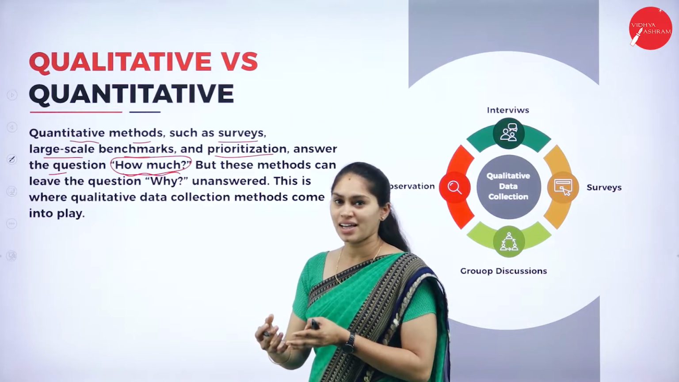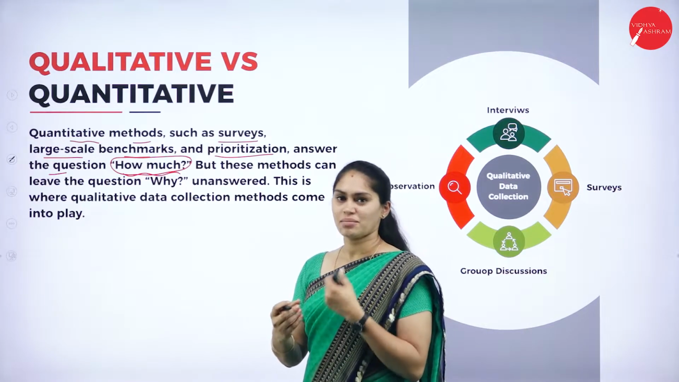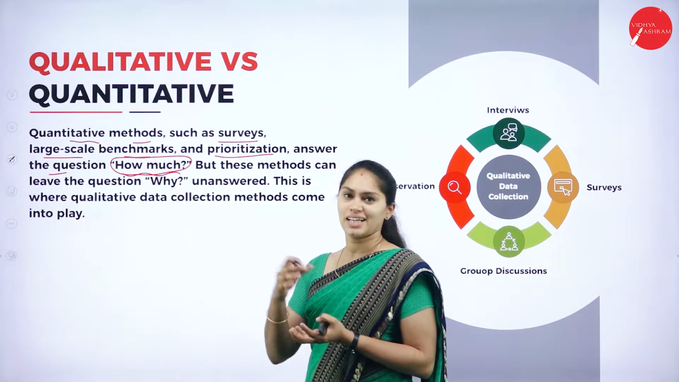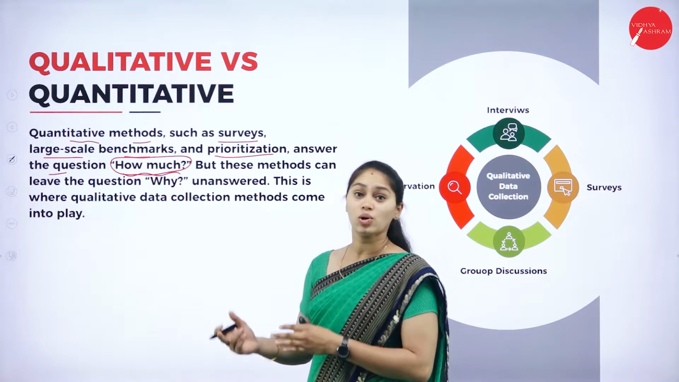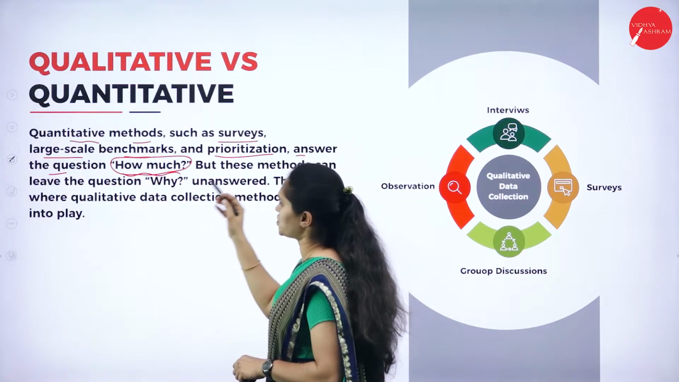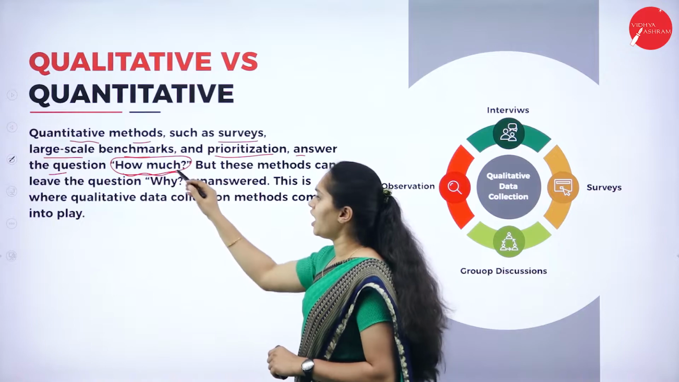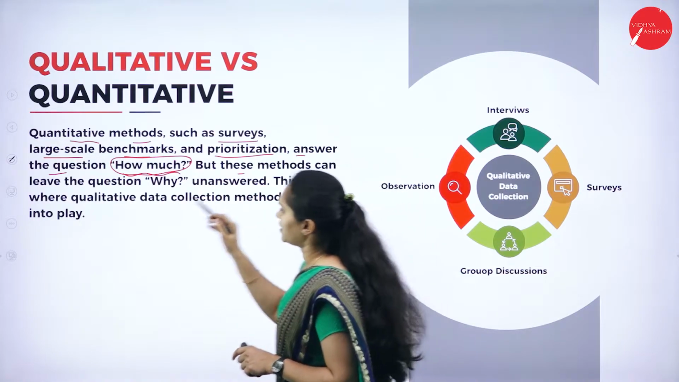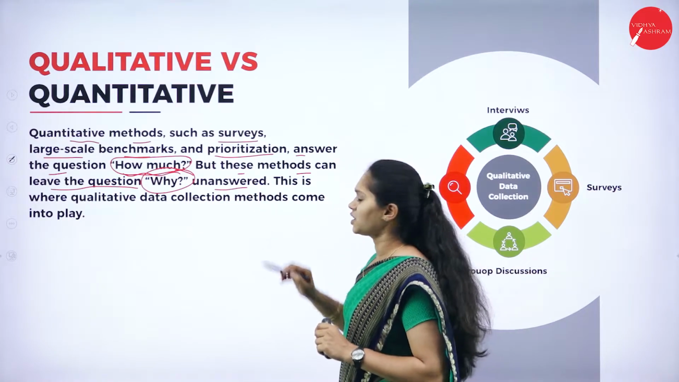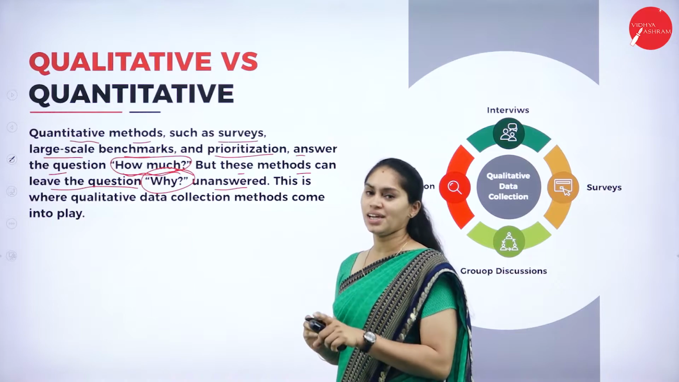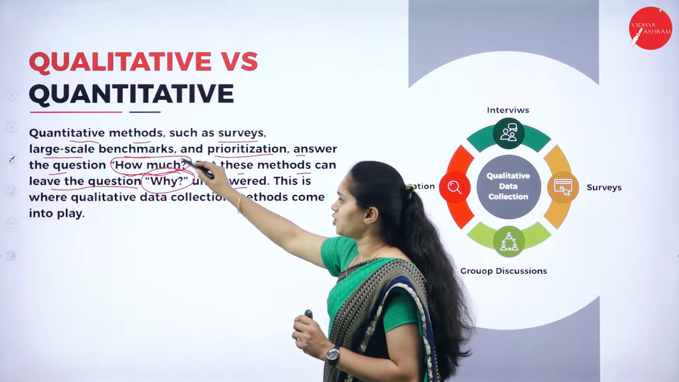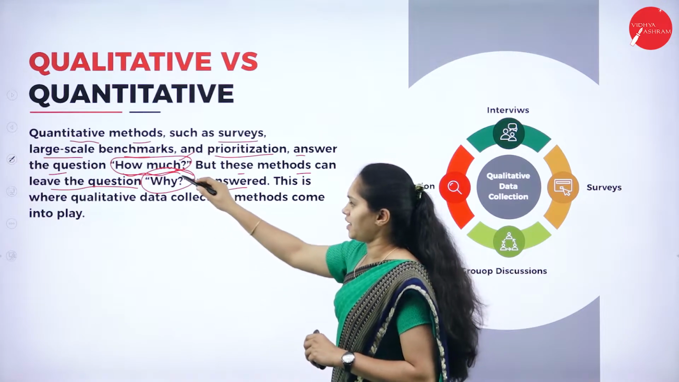But if I ask how good the sweet is, why it is so sweet or why it is not so sweet, or what ingredients they have put in, that is related to qualitative. Surveys, large scale benchmarks and prioritization answer the question how much, but these methods can leave the question why unanswered. That why is concerned with the qualitative. Quantitative relates to how much, qualitative relates to why.